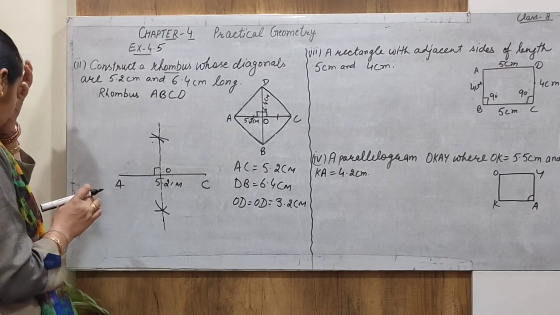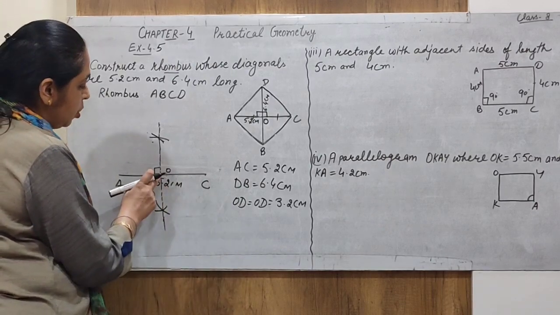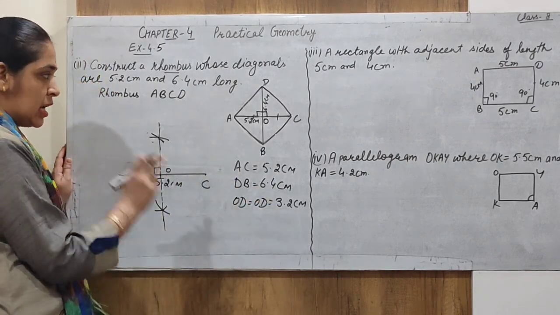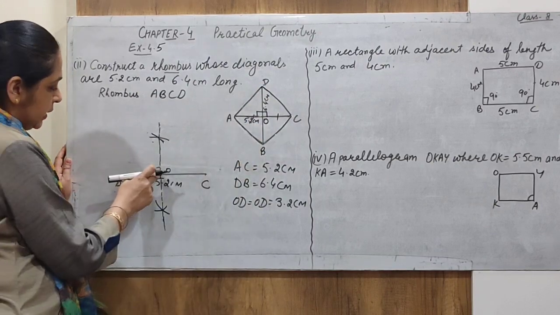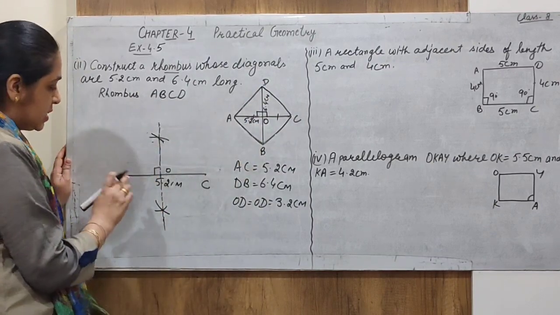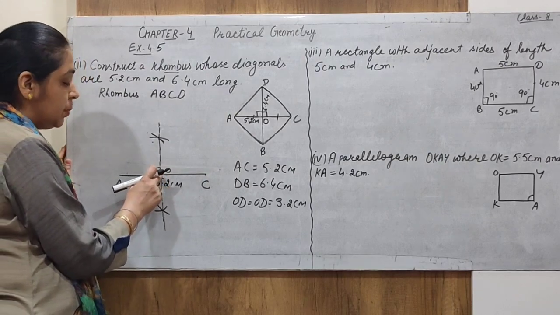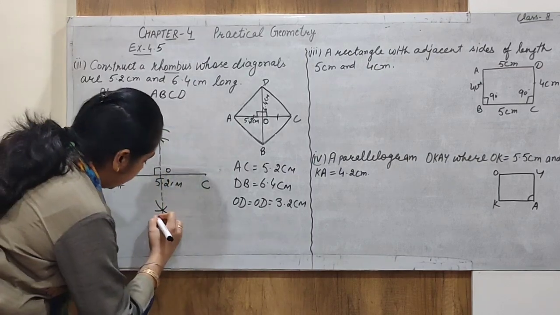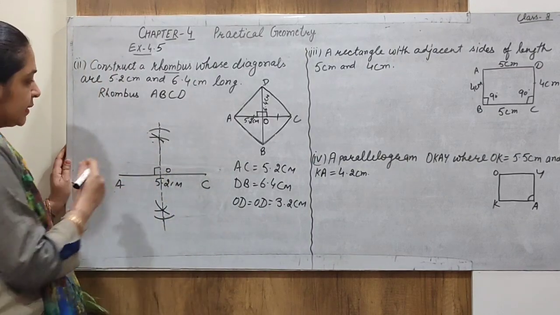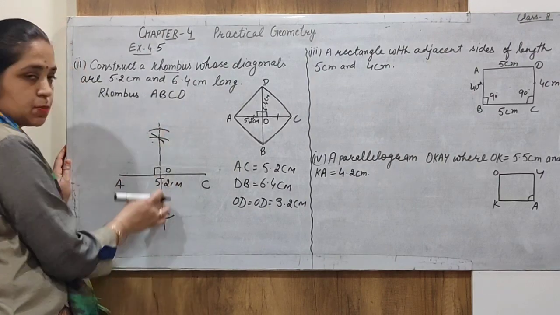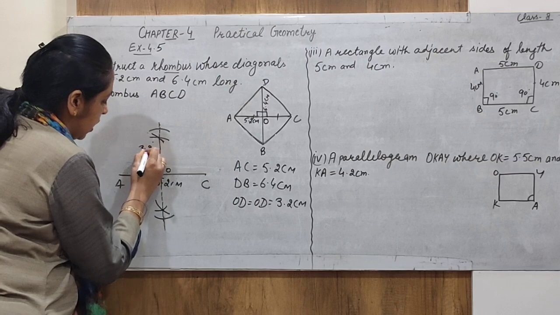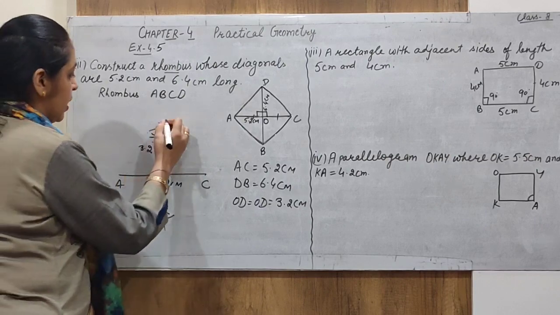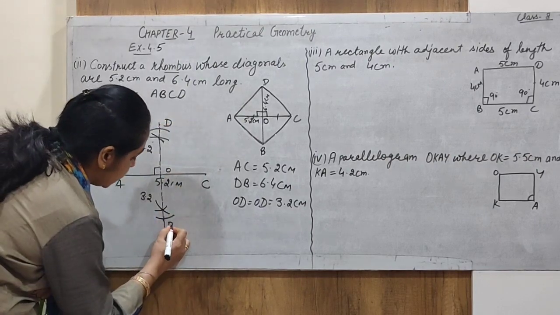Now what is the next step? Next step, we have to draw an arc of 3.2 centimeter, that is half of the second diagonal, in the upper side and in the lower side as well. So open your compass up to 3.2 centimeter and draw an arc in the upper side and one arc in the lower side. Understand? So this length in total is 6.4. 3.2 in the upper side and 3.2 in the lower side.